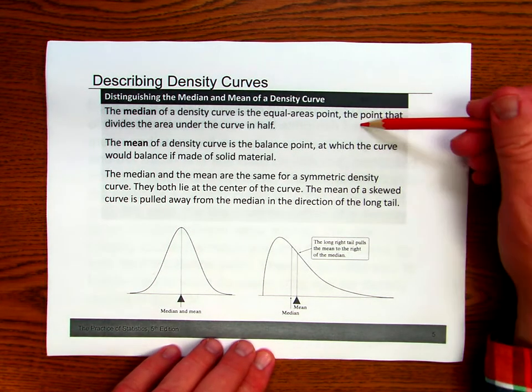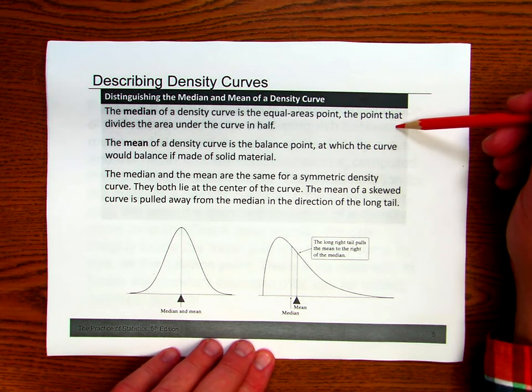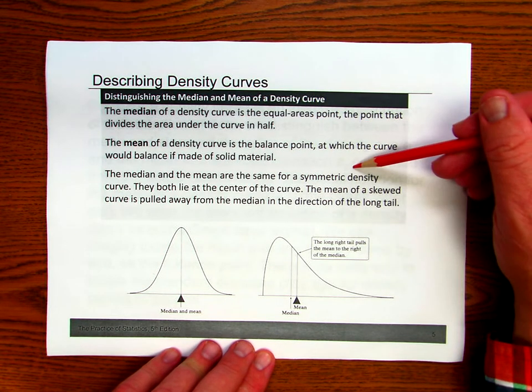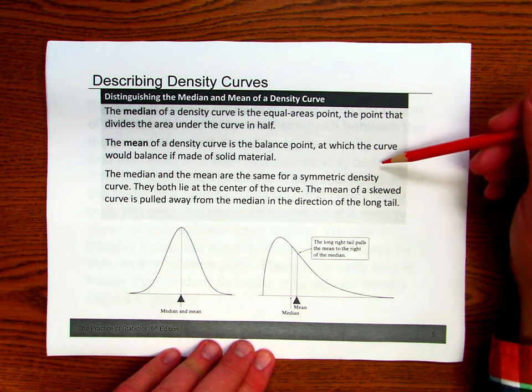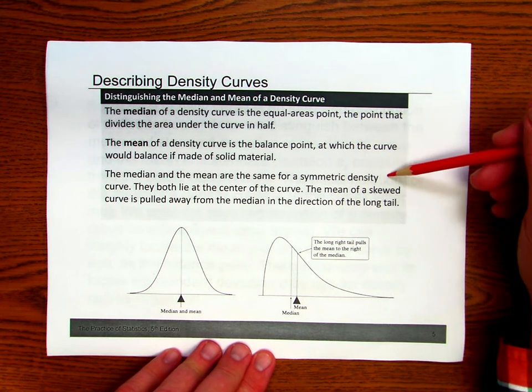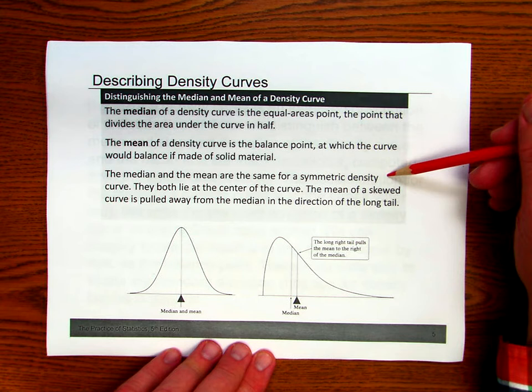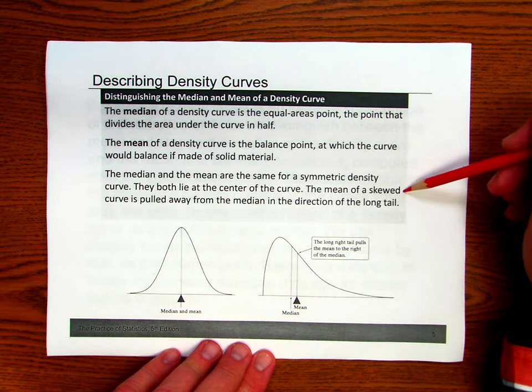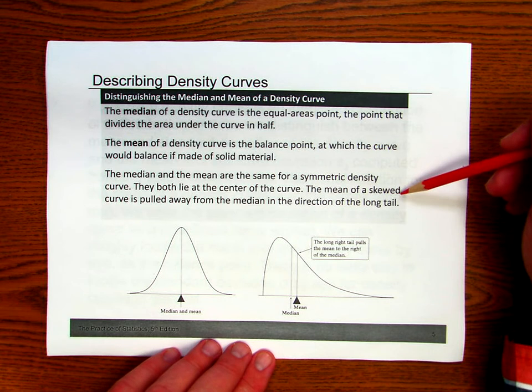The median of a density curve is the equal areas point, the point that divides the area under the curve in half. The mean of a density curve is the balance point, at which the curve would balance if it were made of solid material. The median and the mean are the same for a symmetric density curve. They both lie at the center of the curve. The mean of a skewed curve is always pulled away from the median in the direction of the long tail.